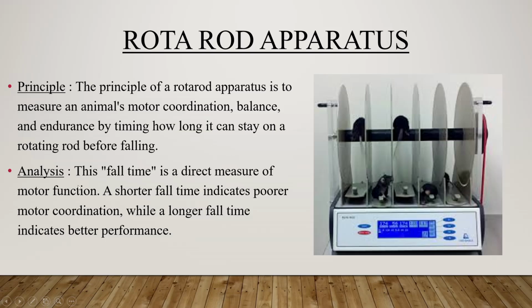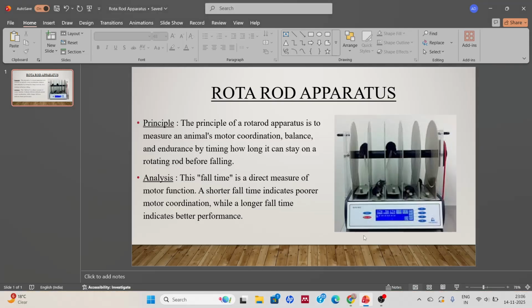Then, how do we analyze the data? This fall time, the time at which the rat falls, is a direct measure of motor function. A shorter fall time will indicate poor motor coordination, while a longer fall time indicates better performance. So, if the rat falls in a very short time, that indicates poor motor coordination, but if the rat falls after a longer time, that indicates better performance. Now, let us continue our experiment.